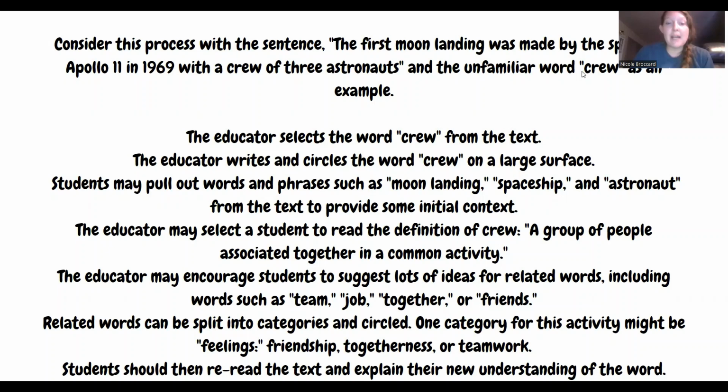Next, the educator might encourage students to suggest lots of ideas for related words, including words such as team, job, together, or friends. These related words can be split into the categories just like before and circled. One category for this activity might be feelings. These feelings might include friendship, togetherness, or teamwork. Students should then reread the text and explain their new understanding of the word crew.